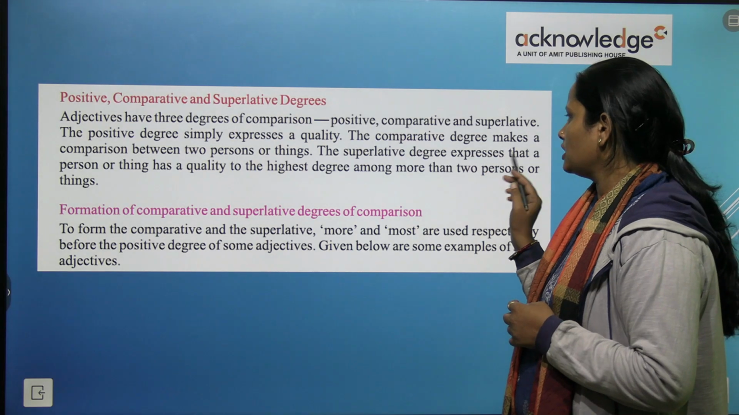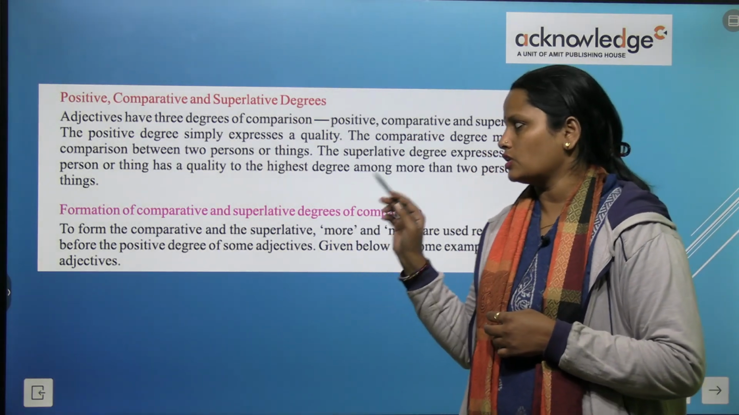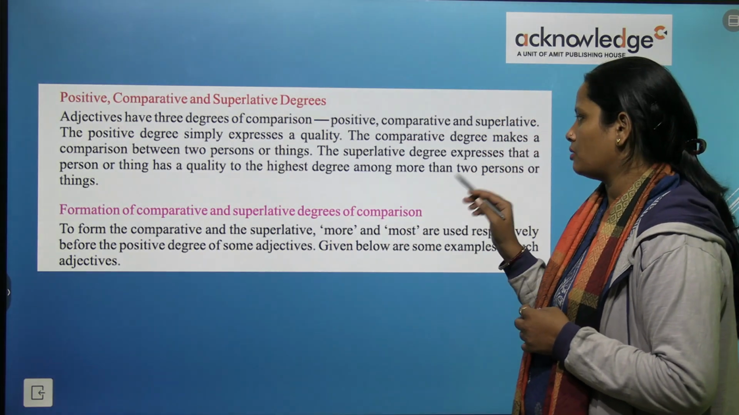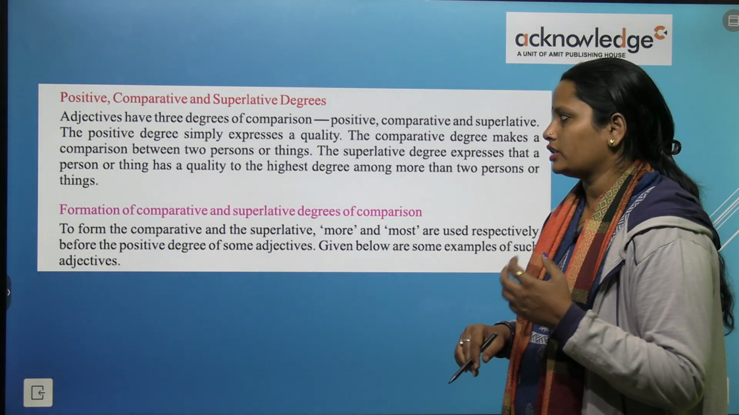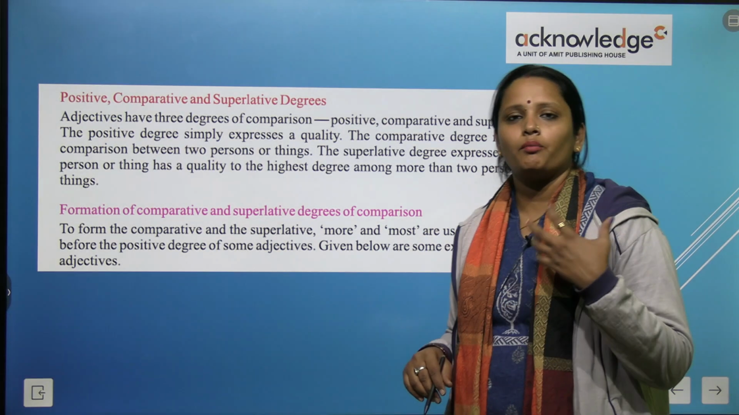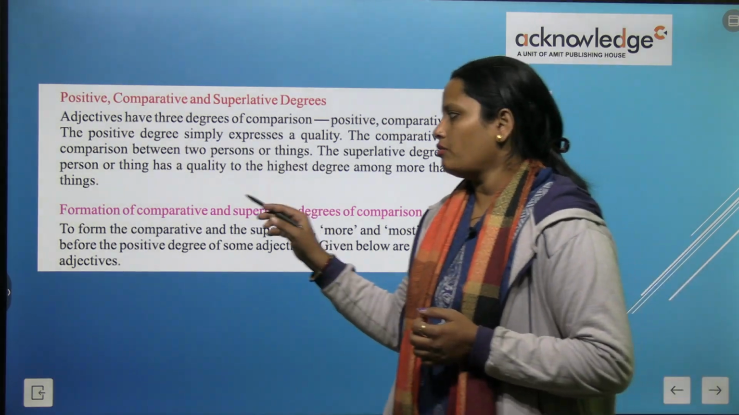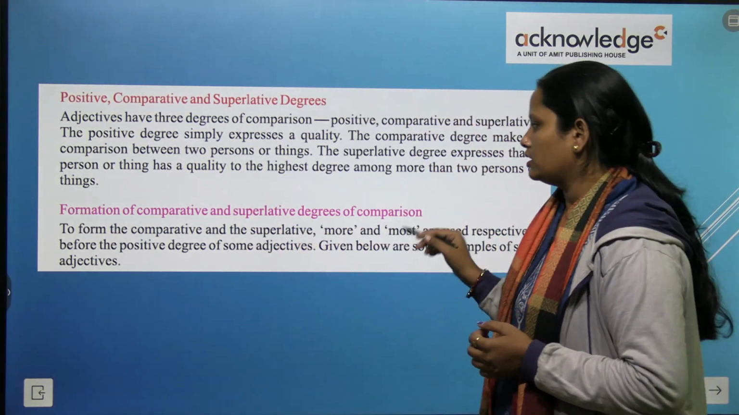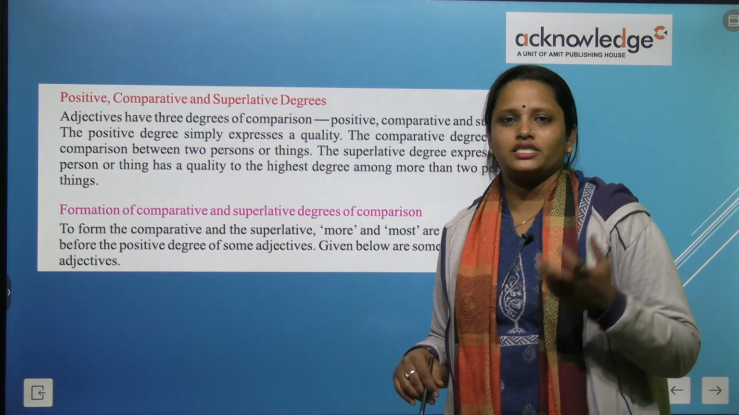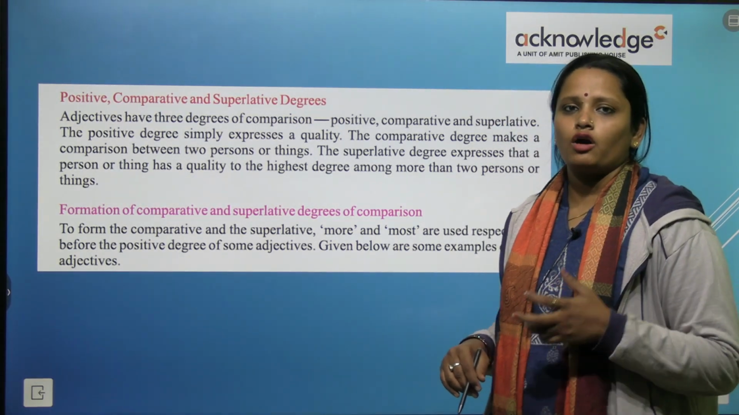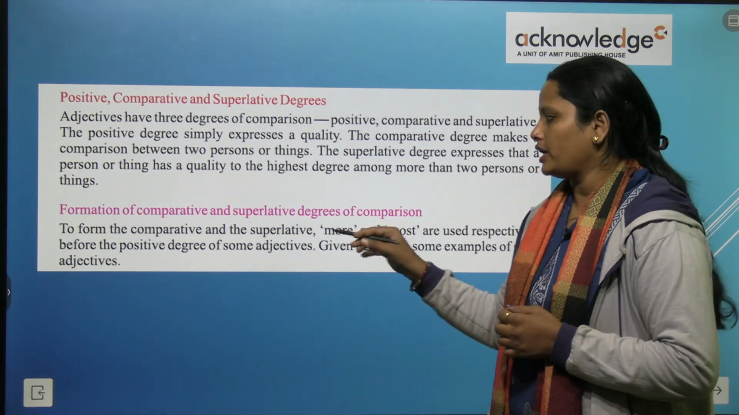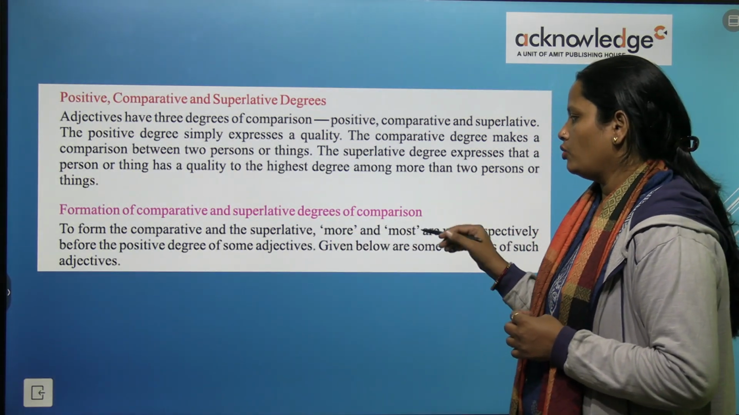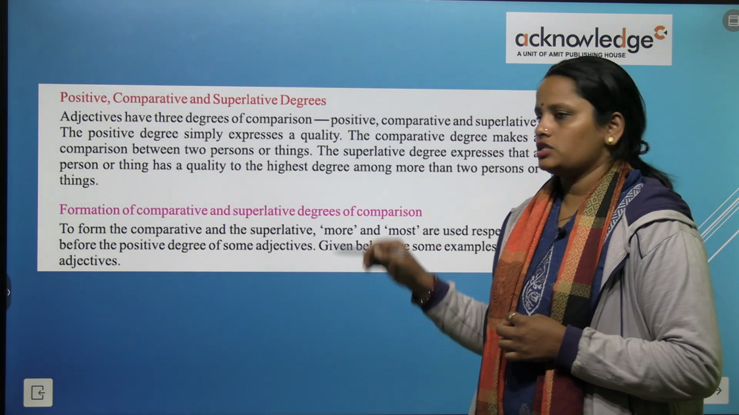The superlative degree expresses that a person or thing has a quality of the highest degree among more than two person or thing. लेकिन इस superlative degree है वो क्या करता है? वो दो से ज्यादा के बीच में comparison करता है. Formation of comparative and superlative degrees of comparison. So let's learn how can we form comparative and superlative degree. To form the comparative and superlative degree, more and most are used respectively.